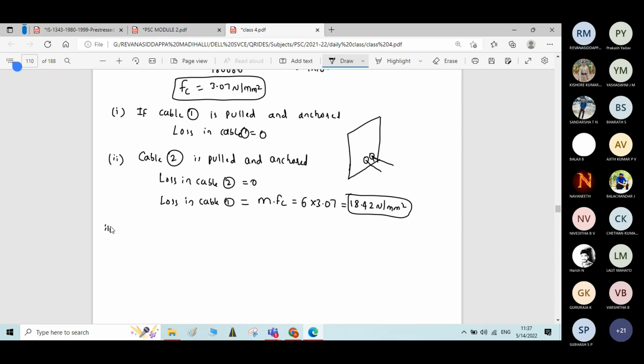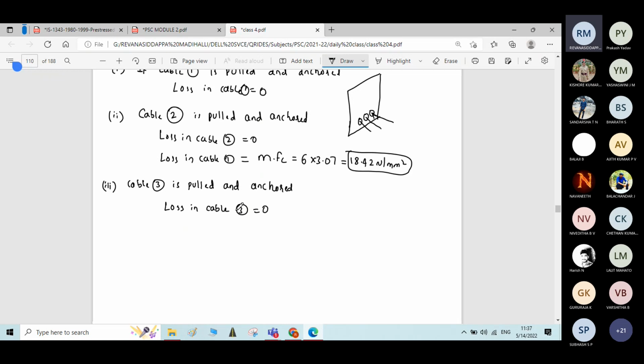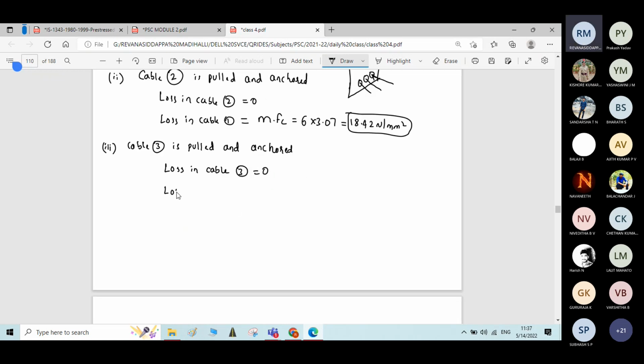If cable 3 is pulled and anchored, the loss in cable 3 is 0, but there will be loss in cable 2 and cable 1. The loss in cable 2 will be equal to m into Fc, that is 6 into 3.07, that is 18.42 Newton per mm square, and there will also be loss in cable 1, the same value m into Fc, that is 18.42 Newton per mm square.